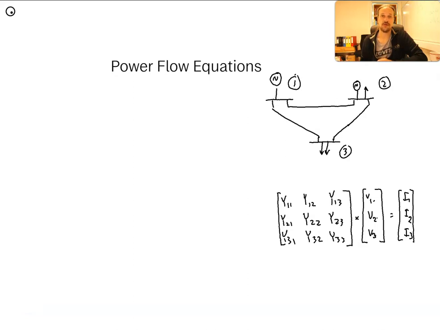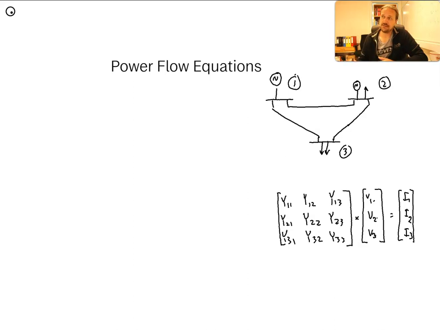Hello, so we are doing the basic power flow equations, and we are learning how to derive them so that whenever we are in question of how we're going to solve a power flow problem, we can just derive the equations from basic Ohm's law.